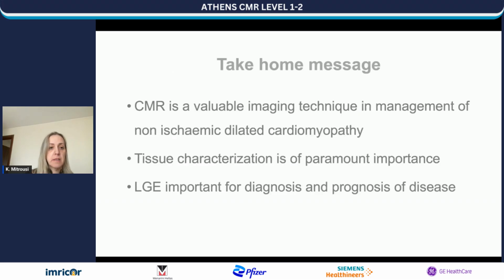As we have seen, cardiac MRI is a valuable imaging technique in management of non-ischemic dilated cardiomyopathy. Tissue characterization is of paramount importance, and late gadolinium enhancement is not only important for diagnosis but for the prognosis of the disease. And I'd like to thank you very much for your attention.